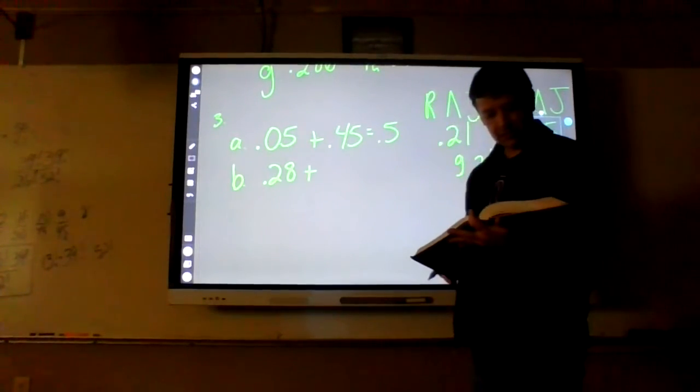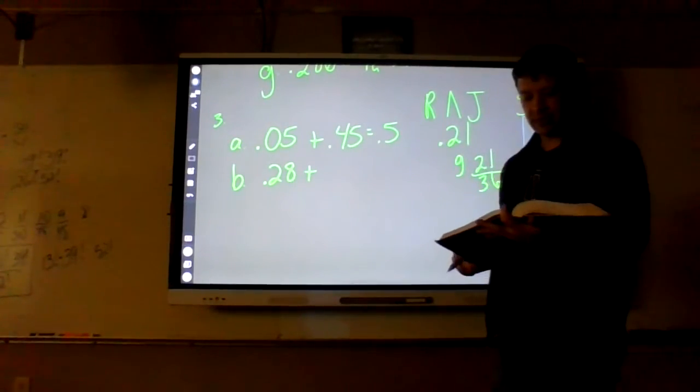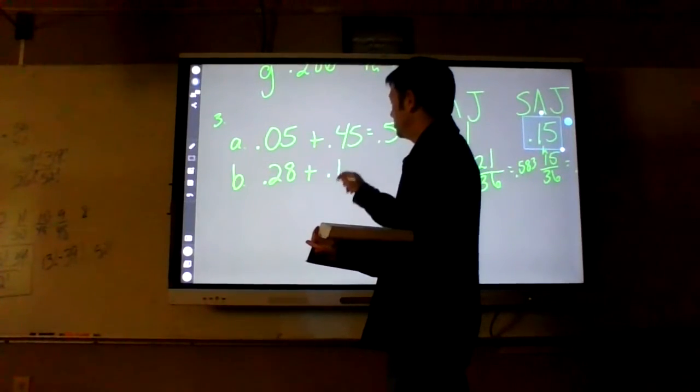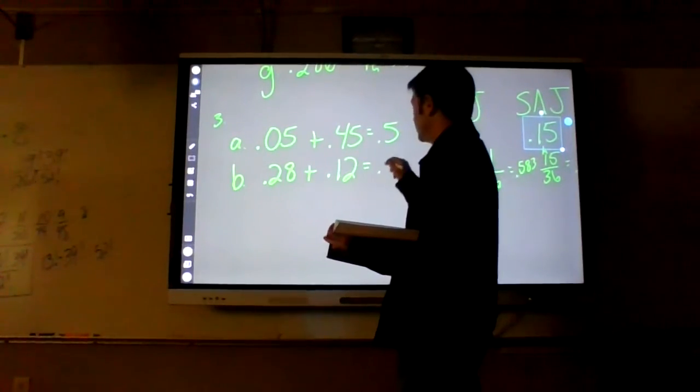Plus, what's the probability that B and E happens? 0.4 times 0.3. It just adds up to 0.4. Adds up to 40% chance.